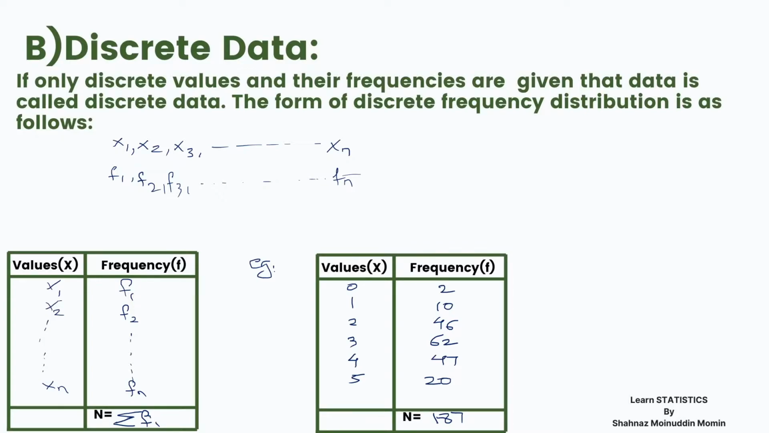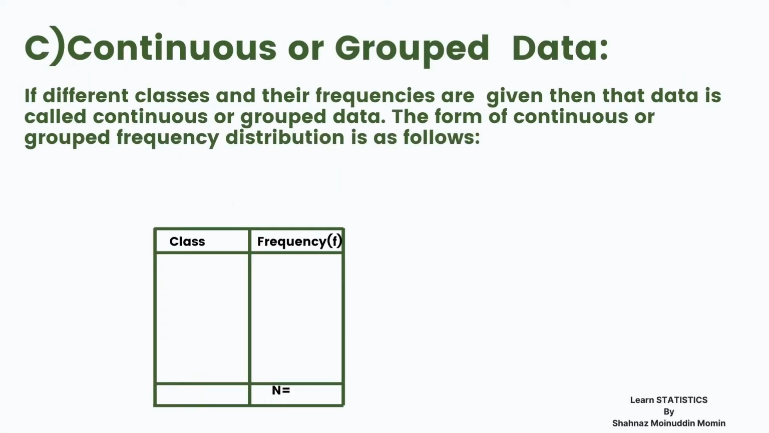Now let us see the next type, continuous or grouped data. In continuous or grouped data, if different classes and their frequencies are given, then that data is called continuous or grouped data. The form of continuous or grouped frequency distribution is as follows. Here the values are grouped into different classes and the number of values falling in a particular class is counted.